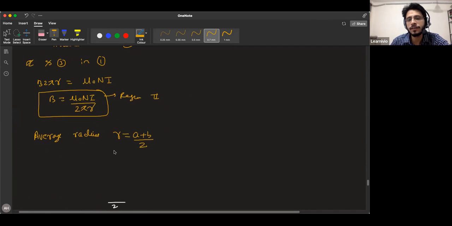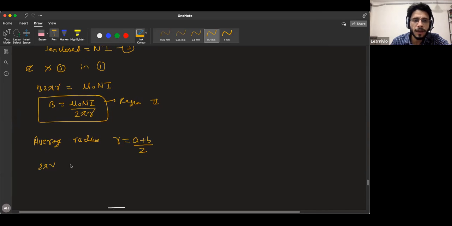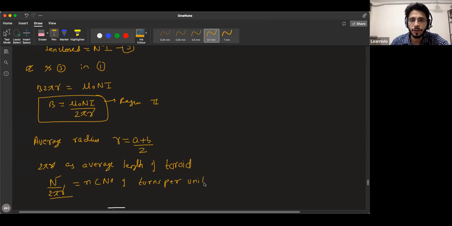So I'm taking the average radius r as A plus B by 2. I'm calling 2 pi r the average length of the toroid. So what will be N by 2 pi r? N is the total number of turns and 2 pi r is roughly the length of the toroid. So the total number of turns divided by length is represented by small n. Small n means number of turns per unit length.